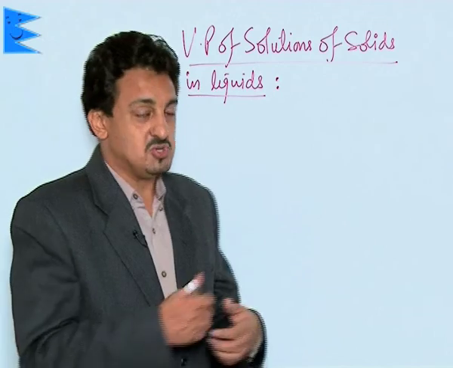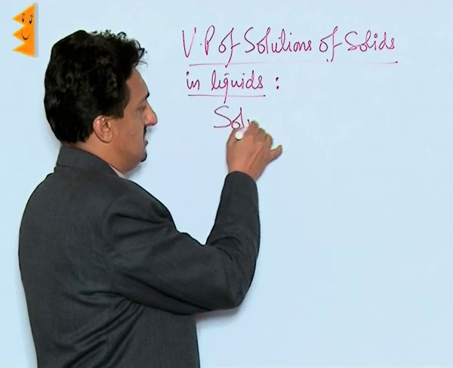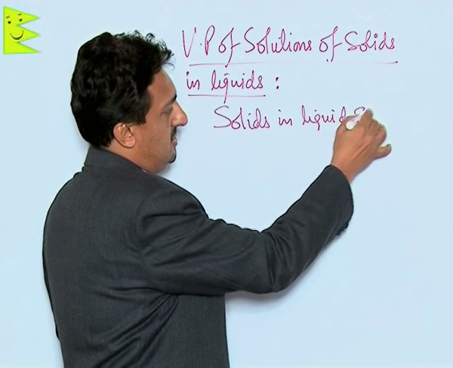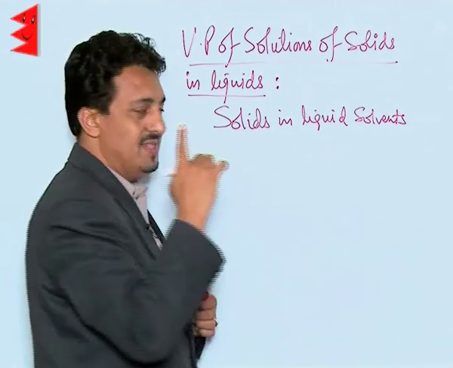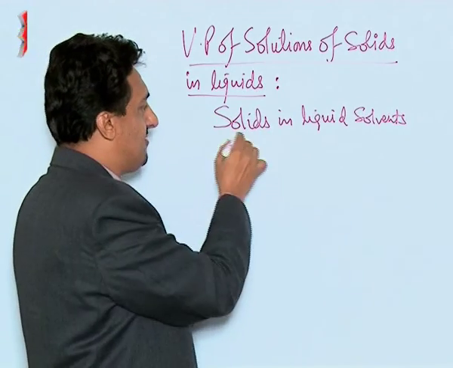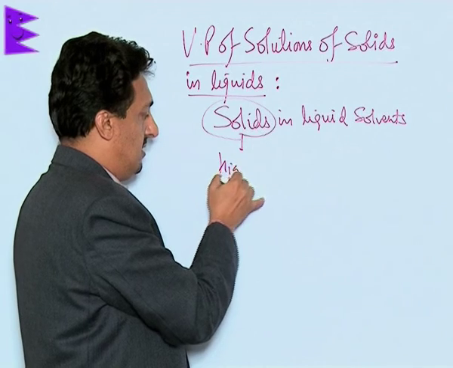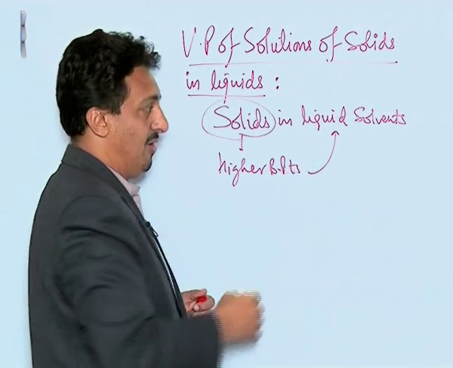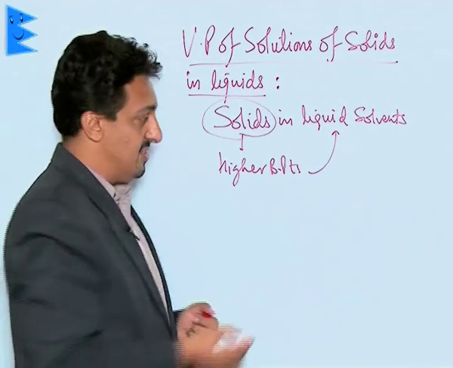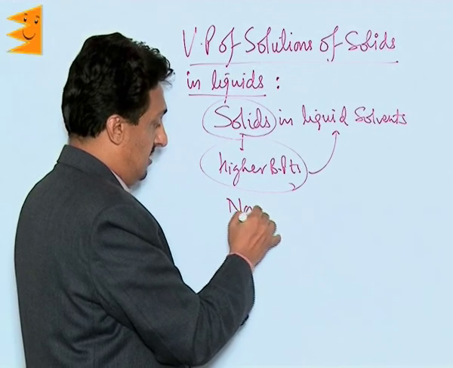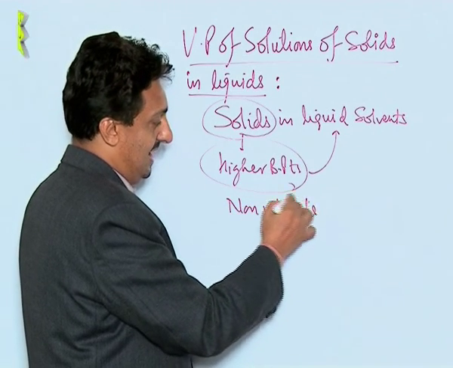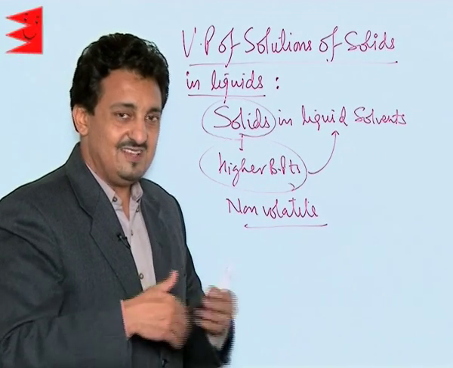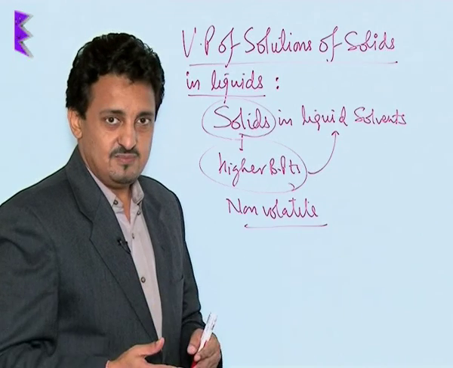But when we are talking about solids in liquid solvents, one thing is very clear in our mind, that these solids definitely have higher boiling points than these pure liquids. That is why they are solids. So they are actually non-volatile. They will not evaporate easily. They will not volatilize easily. So they are called non-volatile.